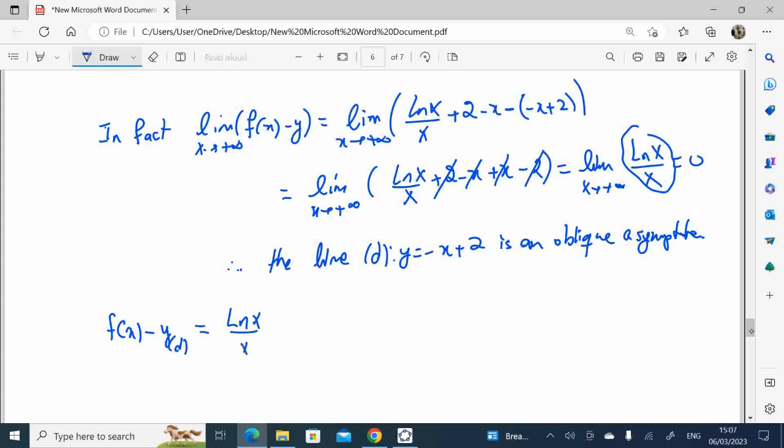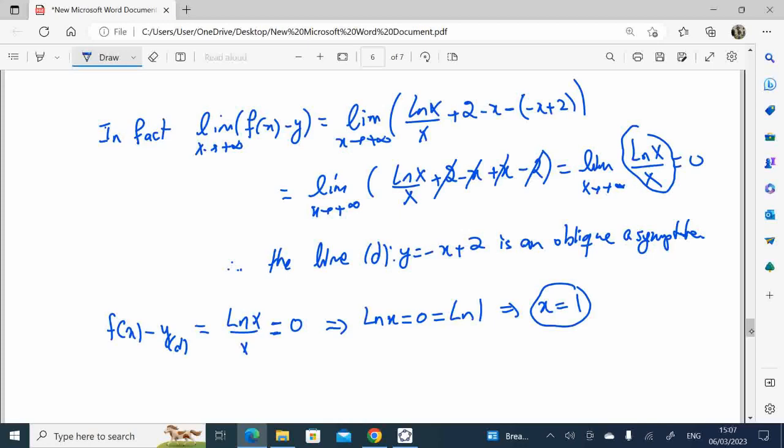So this is f of x minus y, it's ln x over x. In order to study its sign, let us first solve it equal to 0 to see where it will be 0. So this means the numerator is 0, ln x is 0. Instead of 0 we put ln 1. So this means x is equal to 1. So here at this abscissa at x equal 1, both curves intersect.